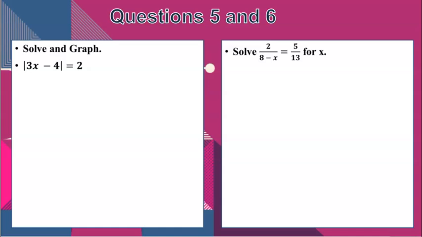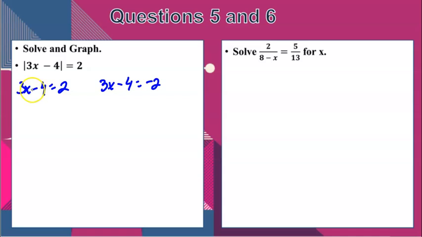Case 1 has a positive form, which is what they give us. So 3x minus 4 equals 2. And I need the negative form, 3x minus 4 equals a negative 2. The reason we're doing a positive and negative is because we're trying to find the distance from 0. To the right of 0 is positive, and to the left of 0 is negative. So we're going to have two possible solutions here.